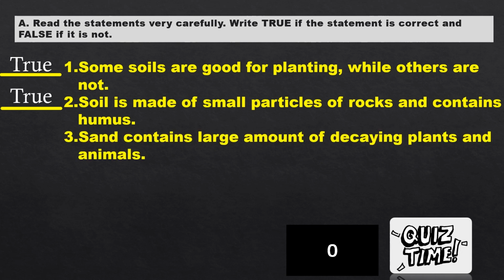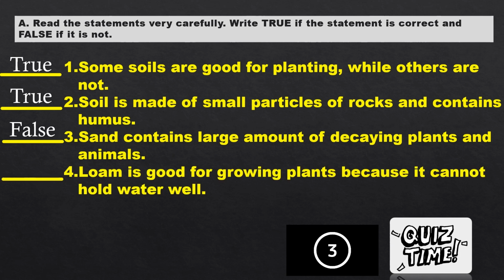3. Sand contains large amount of decaying plants and animals. You're correct. The answer is false. 4. Loam is good for growing plants because it can hold water well. You're right. The answer is false.